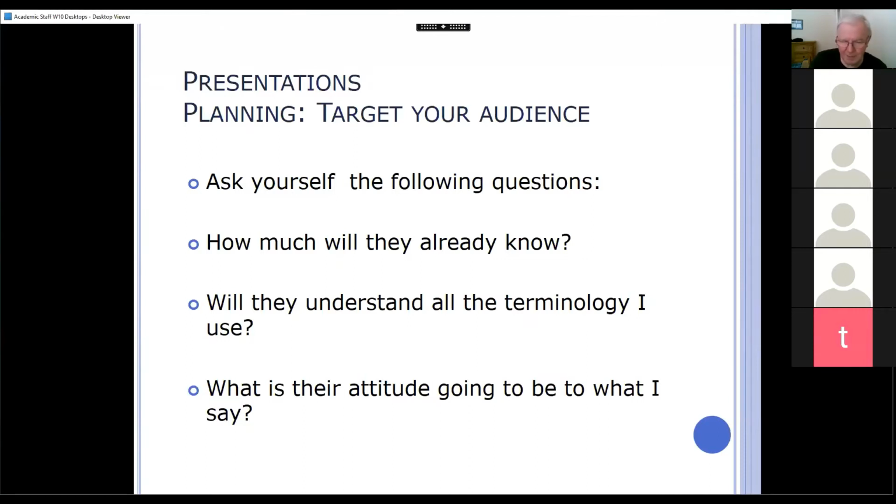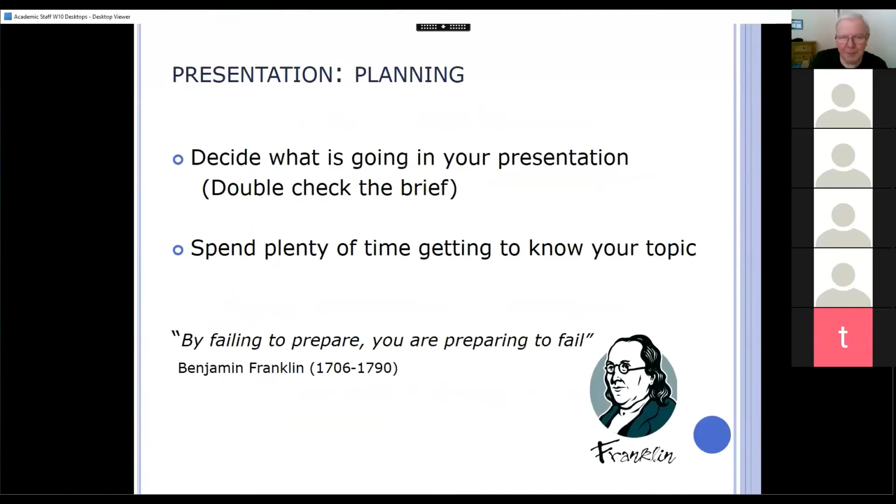Okay? And also, what's their attitude going to be when I say something? If it's meant to be a joke, are they going to laugh? Okay? If it's meant to be serious, are they going to laugh? If it's meant to be serious and they're going to laugh, you might have a problem. Okay? So you need to think about what's going to happen.